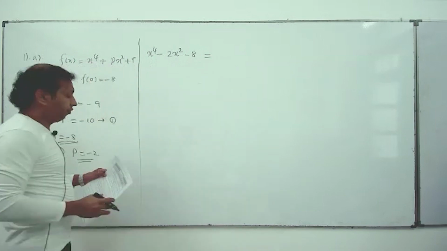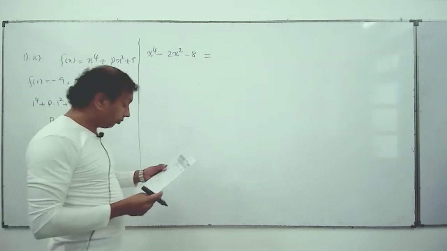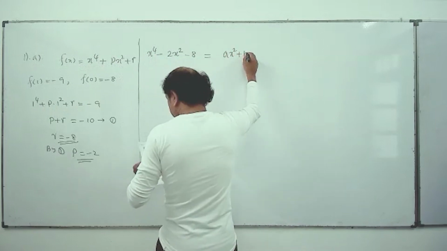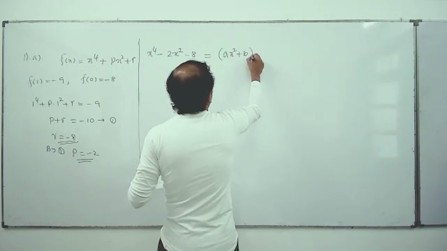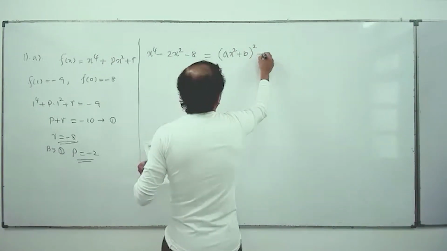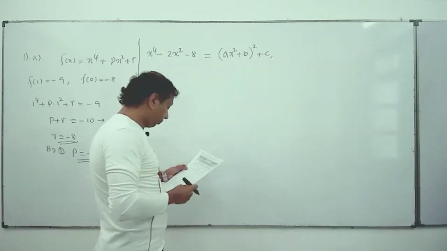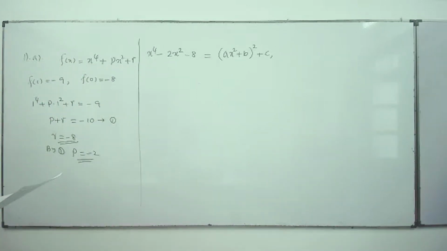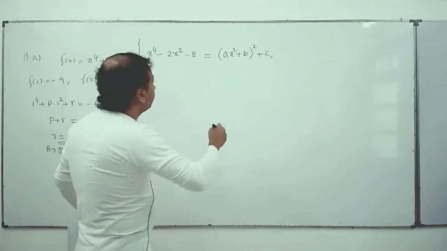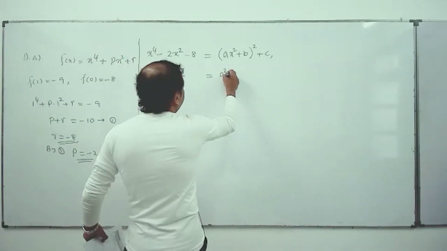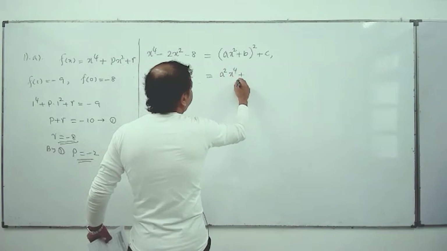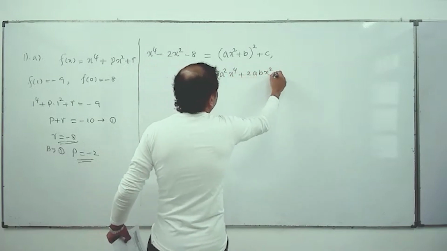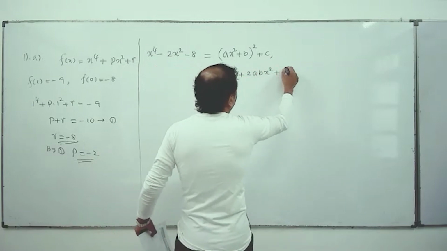We are given that f(x) can be written as a times x squared plus b, all squared, plus c. Find the values of the constants a, b, and c. When you remove the bracket here, a squared x to the 4, plus 2 times ab x squared, plus b squared plus c.